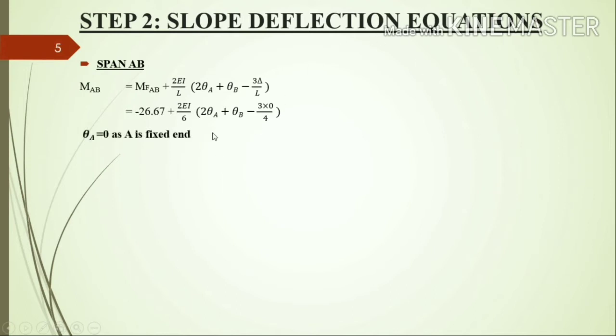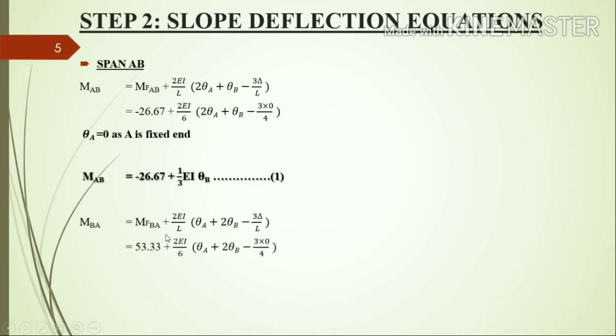Then here the support A is a fixed end support, therefore the value of theta A is equal to 0. Then substitute all these values, we get MAB is equal to minus 26.67 plus 1 by 3 EI theta B. This is equation number 1. Then next, consider the moment along the BA. So MBA is equal to M of BA plus 2 EI by L into theta A plus 2 theta B minus 3 delta by L. Substitute the value of fixed moment along the BA, 53.33, 2 EI by 6, theta A plus 2 theta B, value of delta is 0.